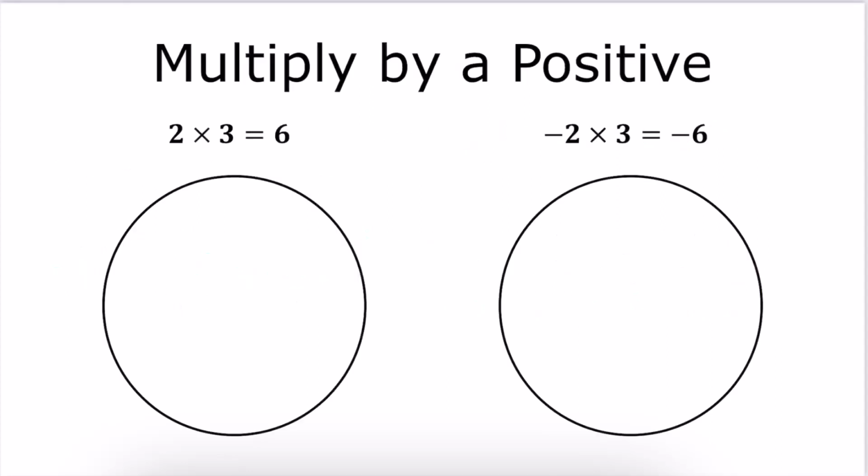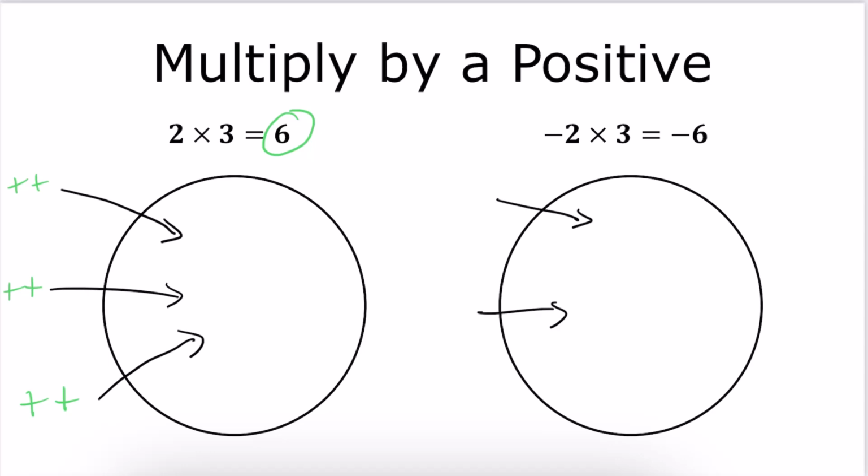So, for example, if I was doing 2 times 3, the way that I would think about this is that I'm going to be adding 3 groups, and each group is going to have 2 positives in it. And so when I add those 3 groups of 2 positives, that gives me an overall amount of 6 positives. Similarly, if I was doing -2 times 3, I'm going to think about it as adding 3 groups, and each group has 2 negatives. And that gives me a result of -6.